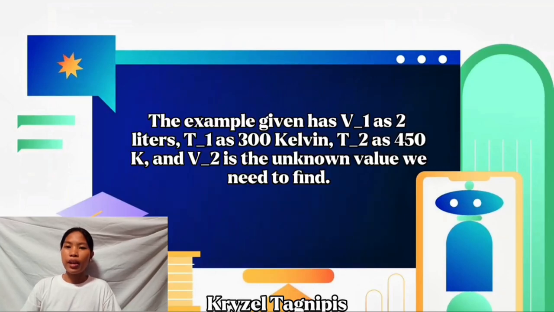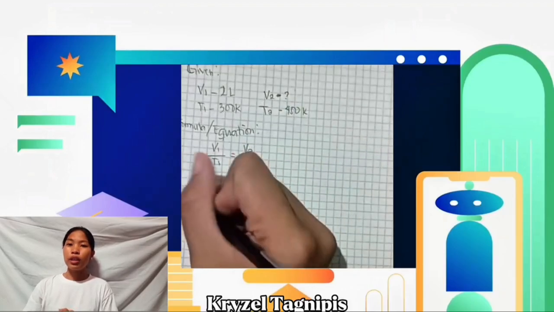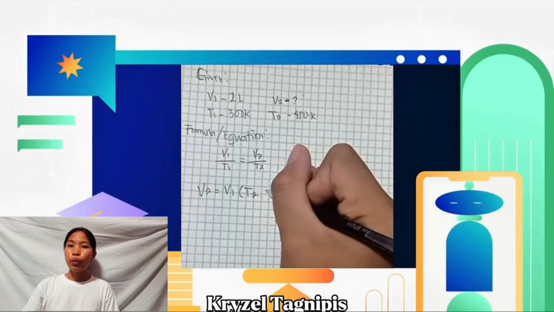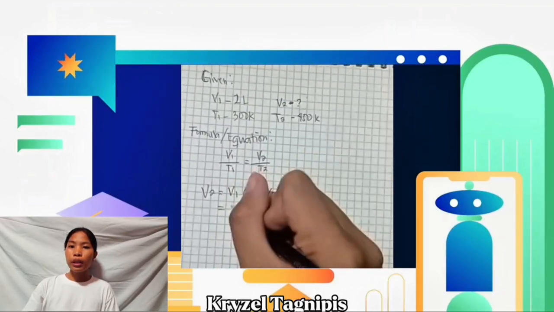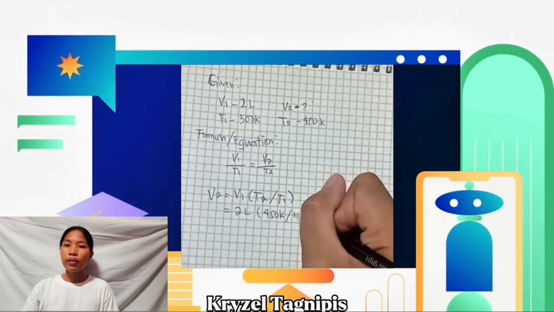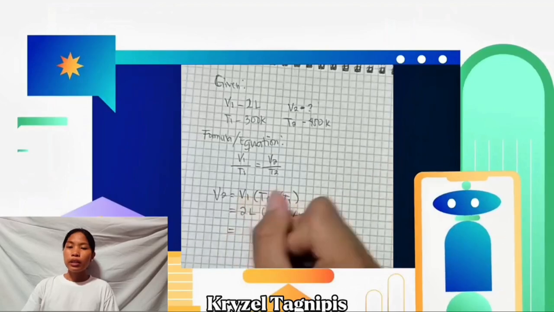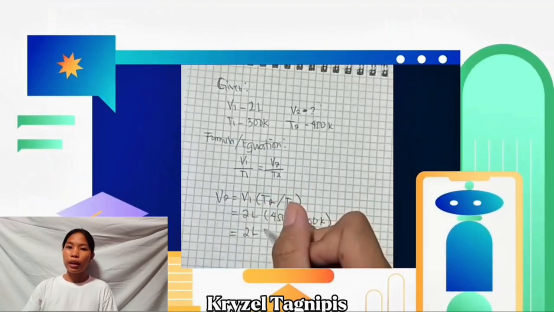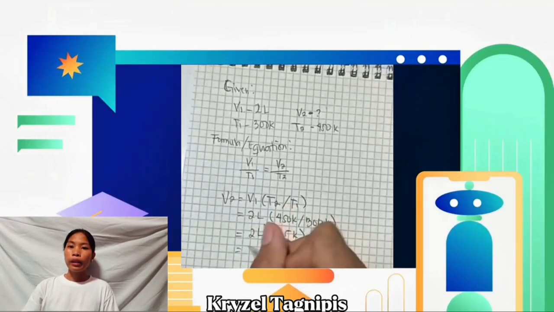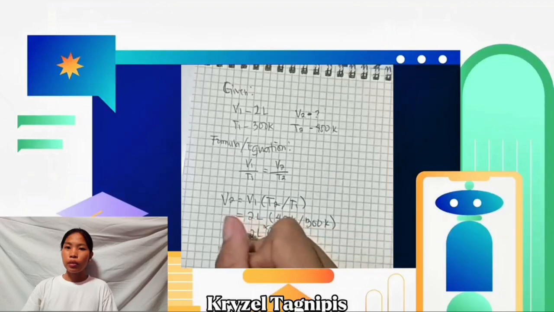We have the example here given. So the V1 is 2 liters, the T1 is 300 Kelvin, the V2 is the question, and the T2 is 450 K. To find the V2, we need to rearrange the equation. So it would be V2 is equal to V1 times the T2 over T1. So it will be 2 liters times 450 Kelvin over 300 Kelvin. So it will be 2 liters times 1.5, and then 2 liters times 1.5 would be 3. So the V2 is equal to 3 liters.